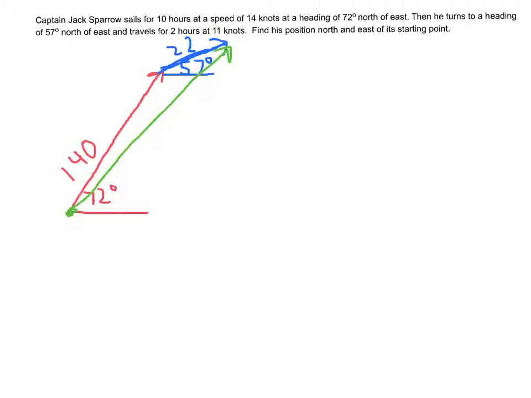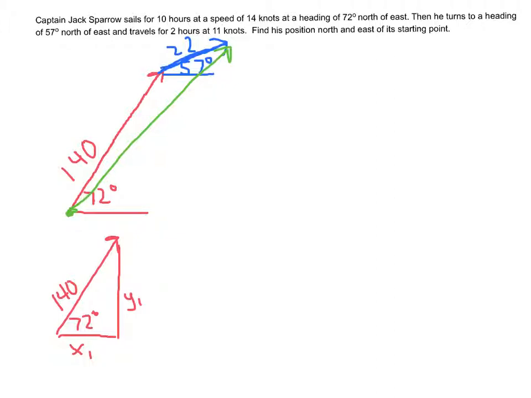So our resultant vector is going to be from where Captain Jack Sparrow started to where he ended. And just like every vector problem, we've got 2 vectors that are added together. We're going to add their components and find the components of the resultant vector. So let's start with this first trip, which I have in red. That is a 72 degree angle, and the magnitude is 140 nautical miles. And so we're going to find the x component and the y component.